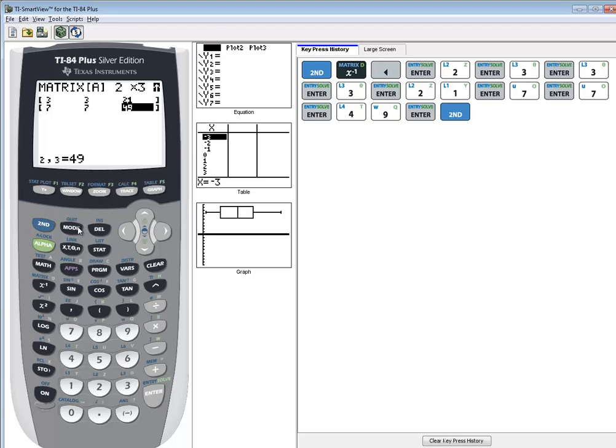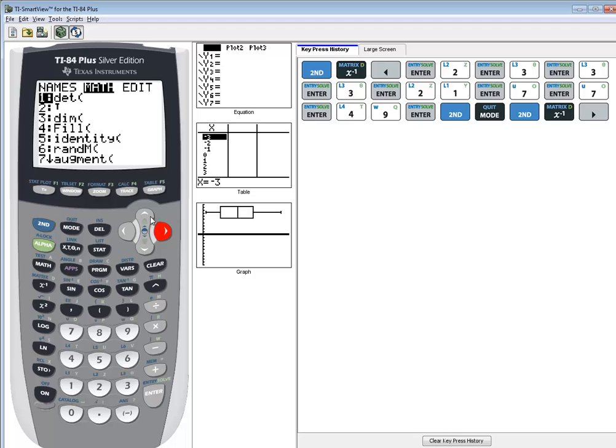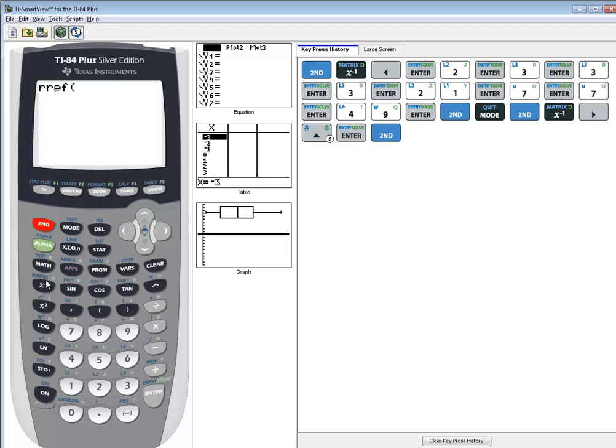Exit out, do second mode. And now go back in the matrix menu, second x negative 1. Right arrow over to math. Up arrow to REF. Enter. Go back in the matrix menu. Enter on A. Enter again.